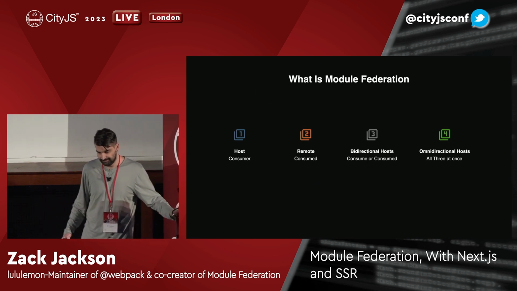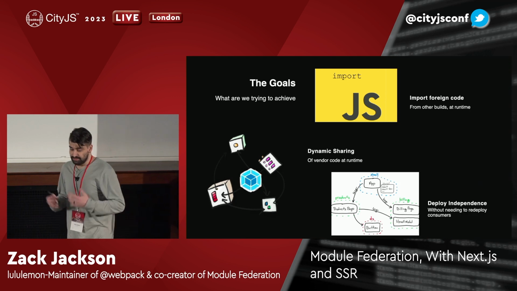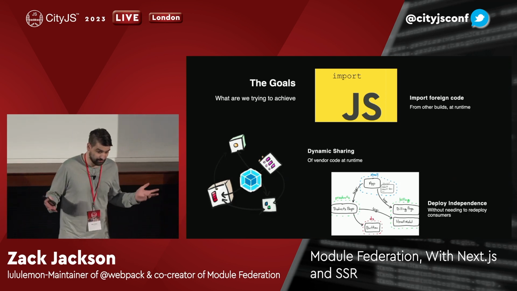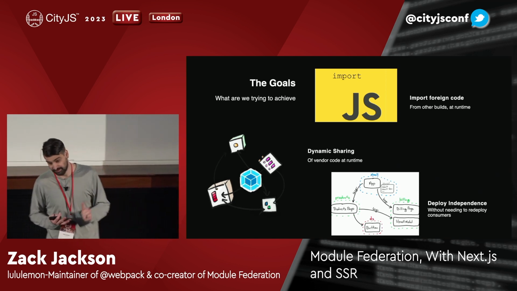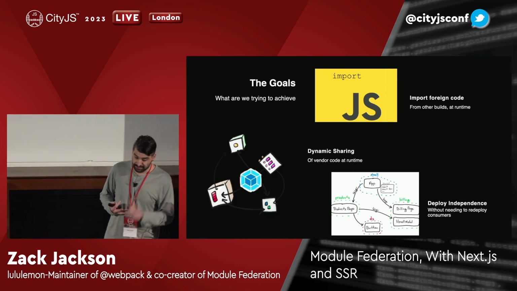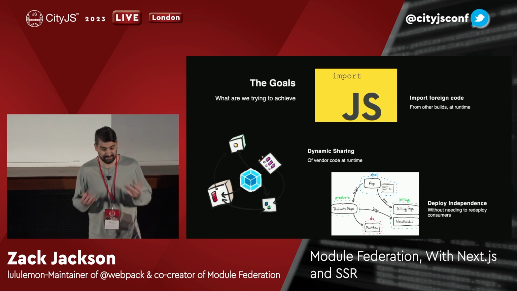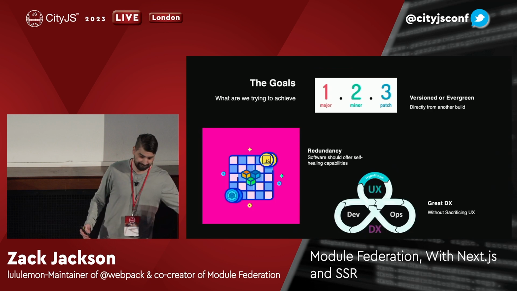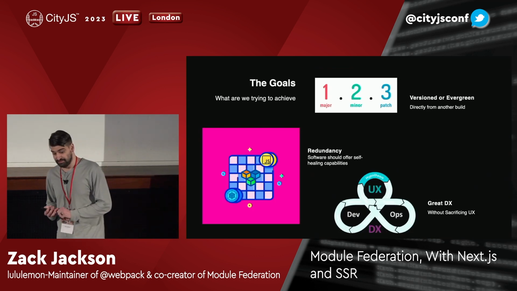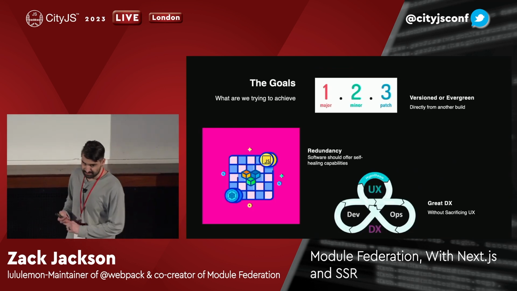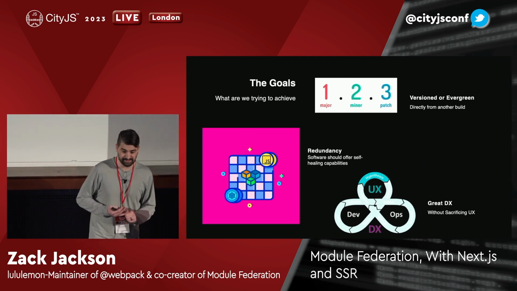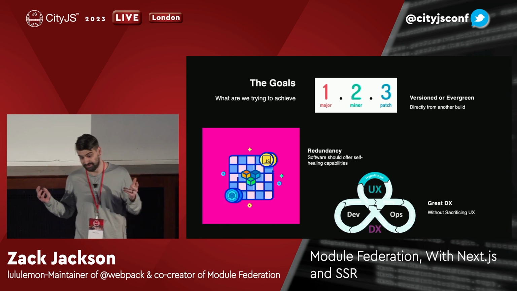So some of the goals that I wanted to achieve for Federation: the main one, I want to import foreign code. I want to be able to do this at runtime. I want to be able to share things dynamically, mostly my vendor code, and I want deployment independence. I also really do want to think about versioning and evergreen dependencies. Sometimes evergreen's really great, but usually when you're dealing with risk, you need some way to still have kind of like a lock file at runtime.